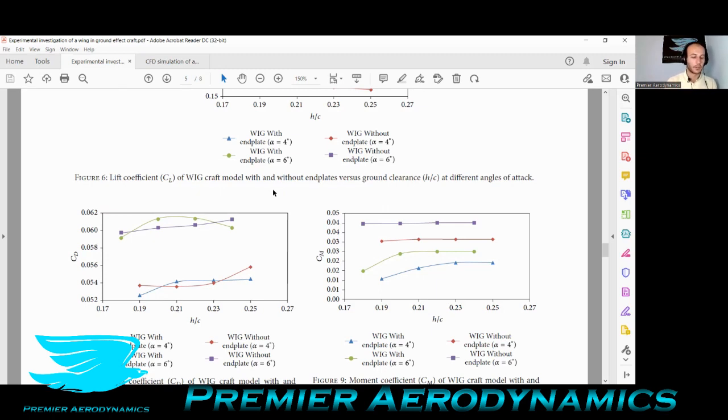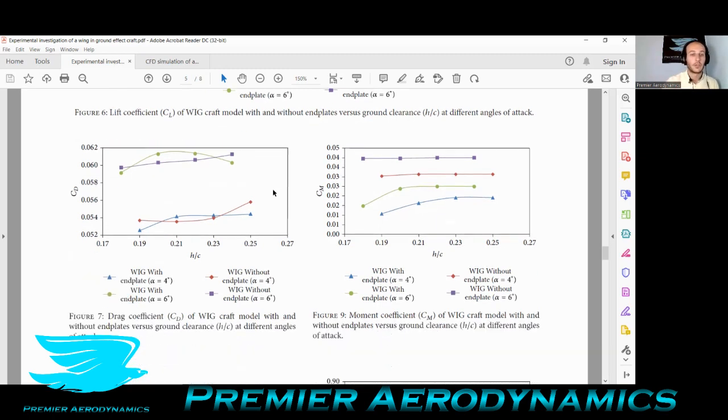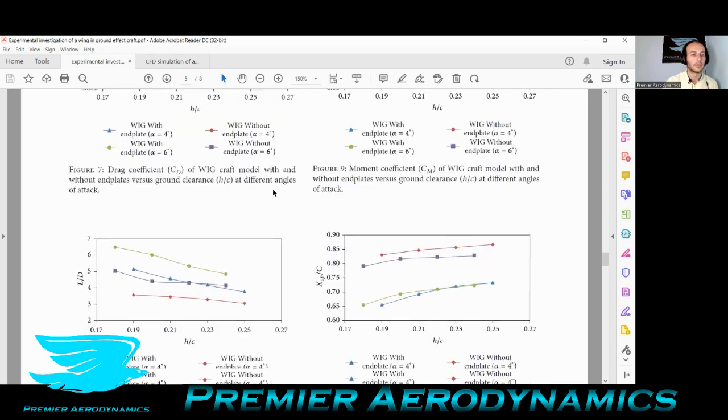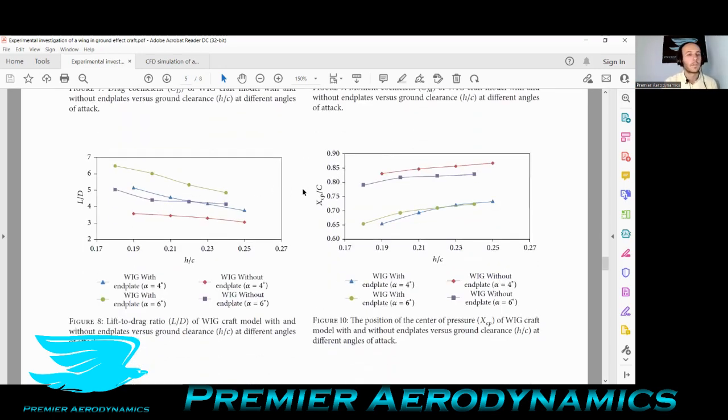The comparison of lift-to-drag ratio between the Werq craft model with and without end plates is shown in Figure 8. So Figure 8, where is that? It's down here. Here we go. Again, as you go closer to the ground, the lift-to-drag ratio increases, and they said for low ground clearance end plates, the lift-to-drag ratio increases up to 45%, which is huge. Literally in aircraft, if you can get like a 2% increase, that's a game changer. So 45% is massive.